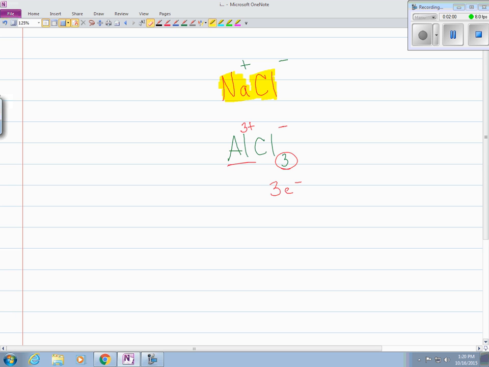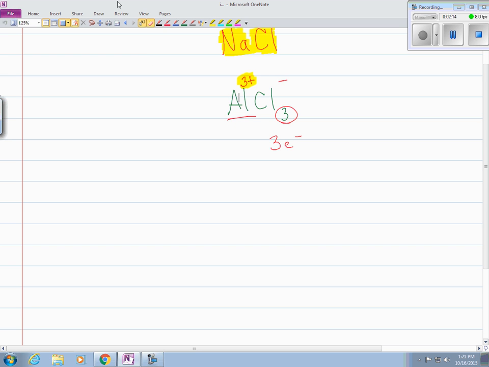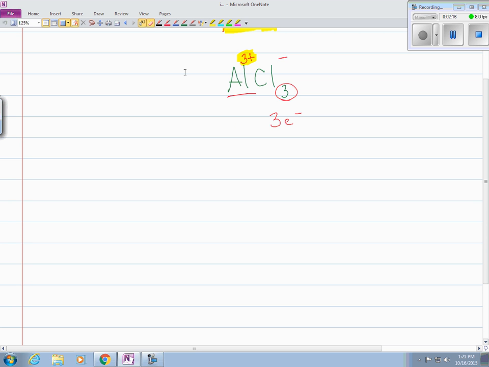That charge on the aluminum is +3, but we actually could have figured that out just by looking at the fact that it's in group 13 of the periodic table. It ends in 3s2, 3p1. Let's look at a transition metal because transition metals aren't that easy to predict. Transition metals can have more than one possible charge.